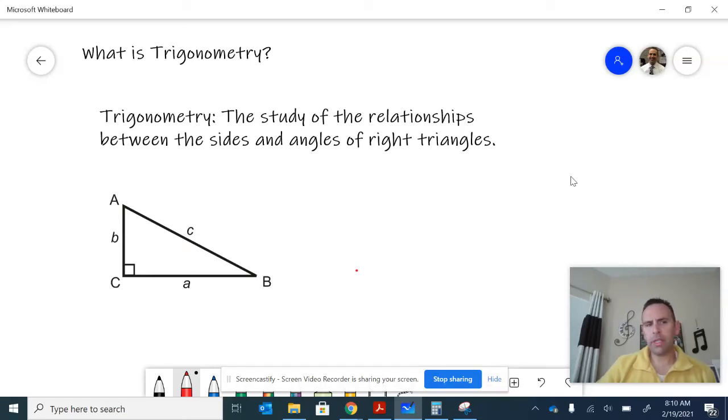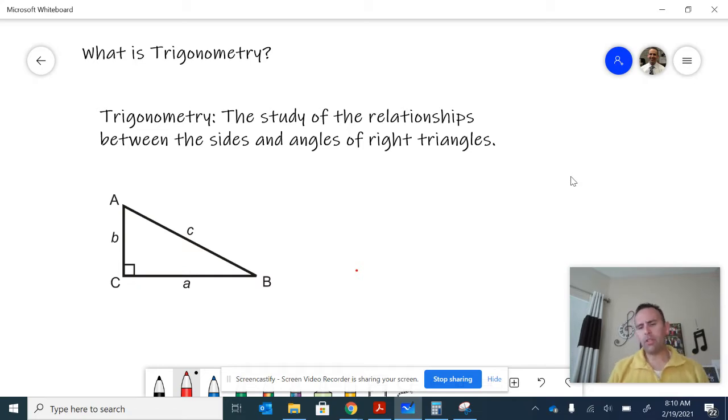In this video, we will examine what is trigonometry. First, a definition from our text. Trigonometry is the study of the relationships between the sides and angles of right triangles. And that can be extended out beyond right triangles, but for this course, that's all we'll be looking at.